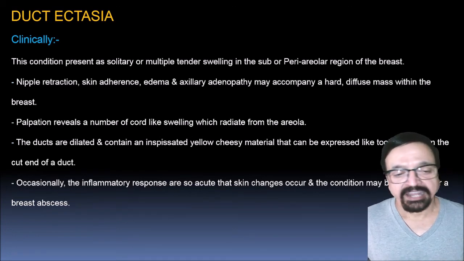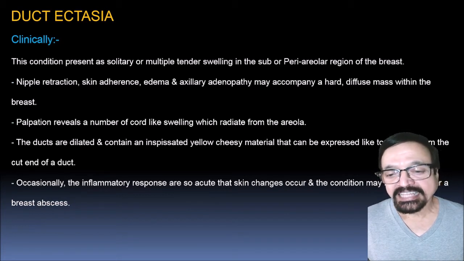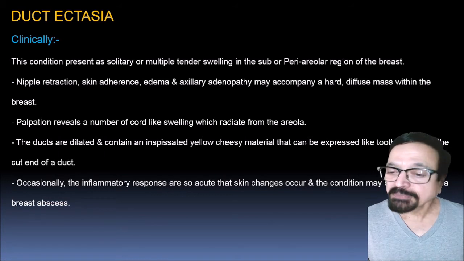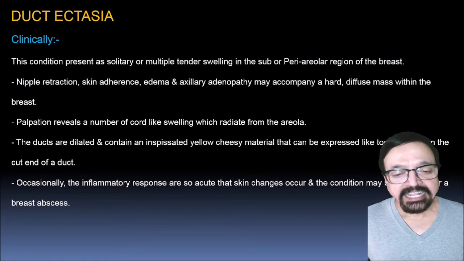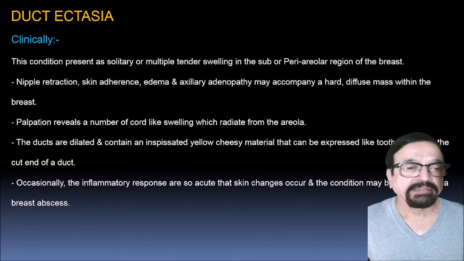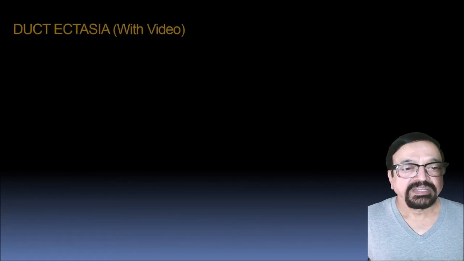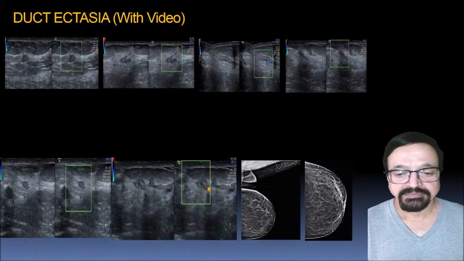The ducts are dilated and contain inspissated yellow cheesy material that can be expressed like toothpaste from the cut end of the duct. Occasionally, the inflammatory response is so acute that skin changes occur and the condition may be mistaken for a breast abscess. Now we'll see it.